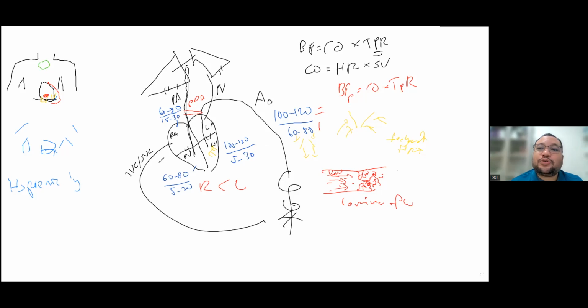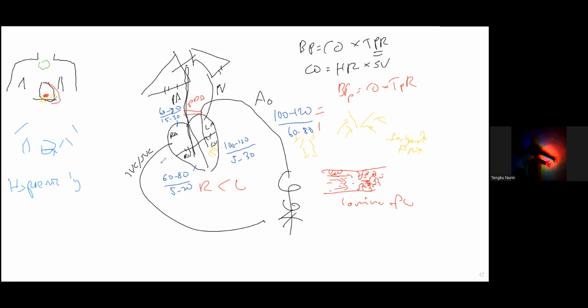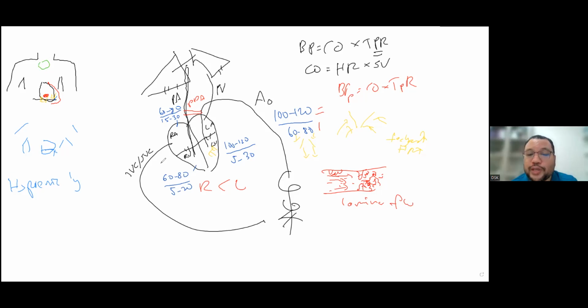If you put your hand there, what will you feel? What can you feel? Bruit. You can have a bruit. Then it goes to the carotid. You can hear a carotid bruit as well. Okay, so this is aortic stenosis.